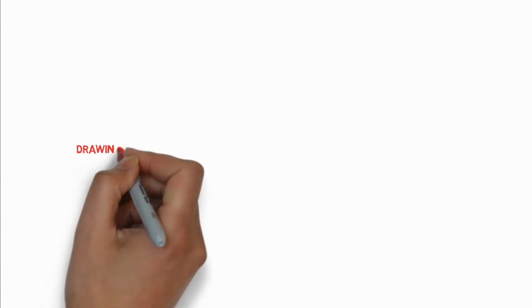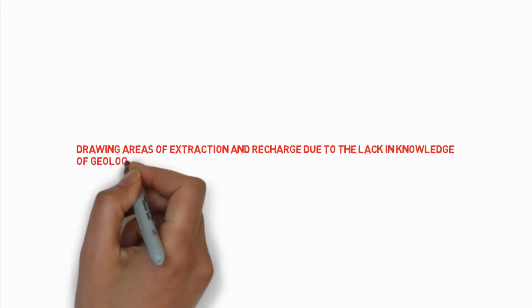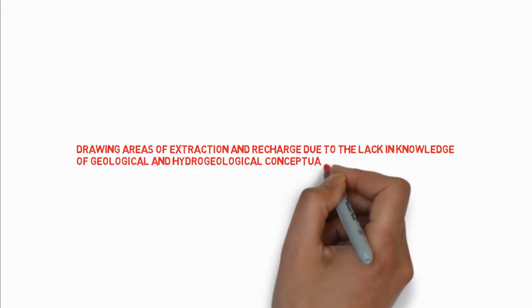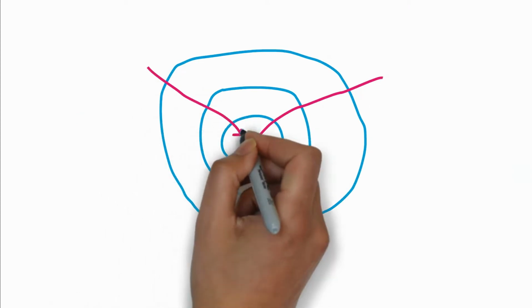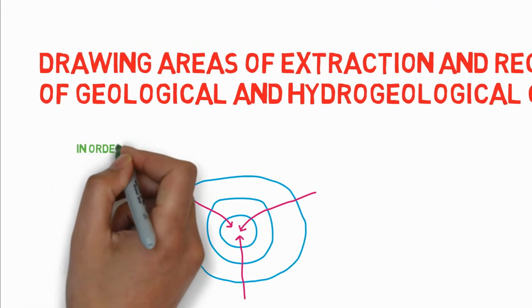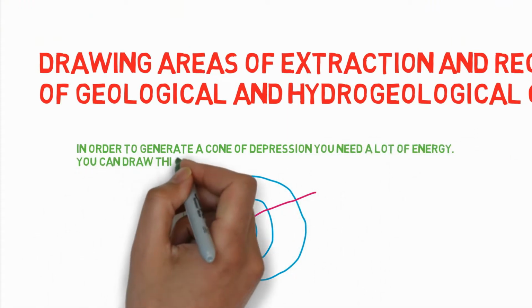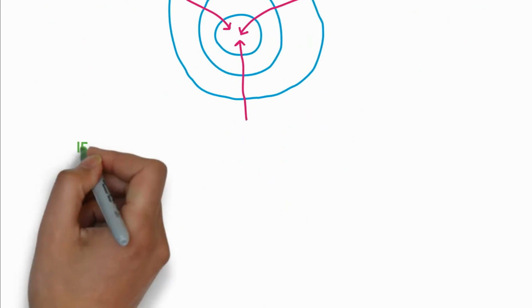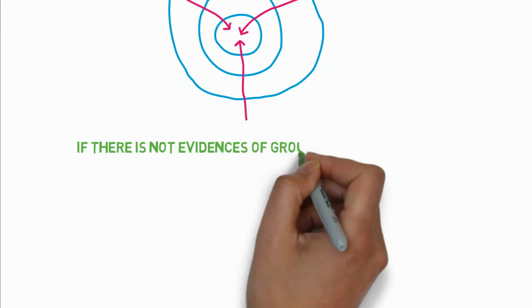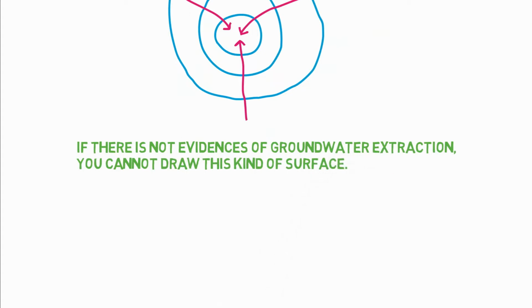4. Drawing areas of extraction and recharge due to the lack in knowledge of geological and hydrogeological conceptual model. In order to generate a cone of depression, you need a lot of energy. You can draw this surface if you can justify it. If there is no evidence of groundwater extraction, you cannot draw this kind of surface.